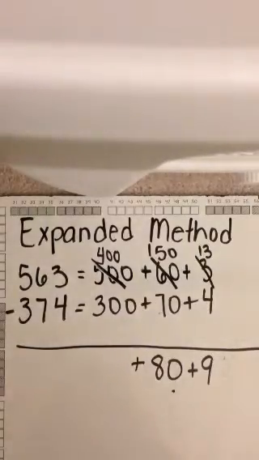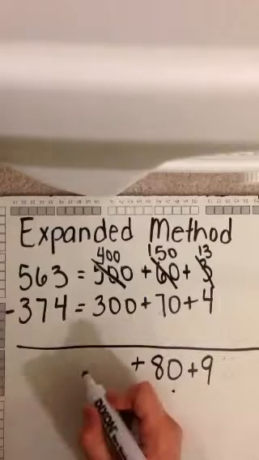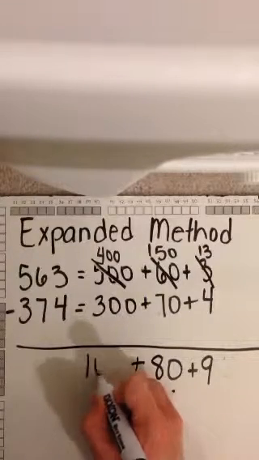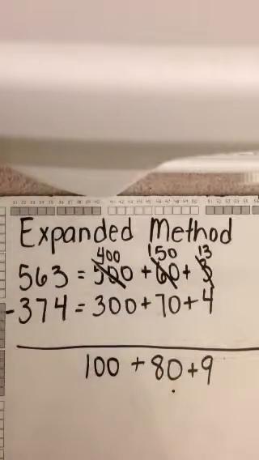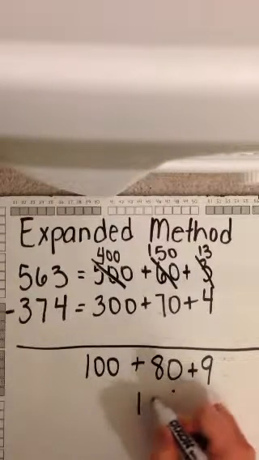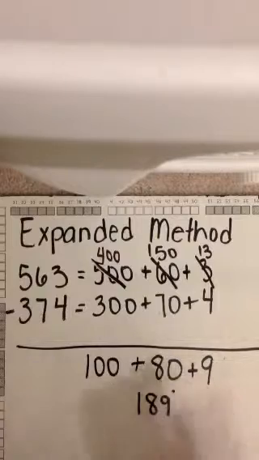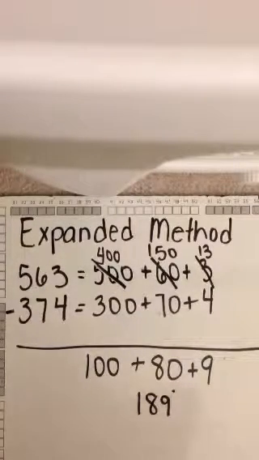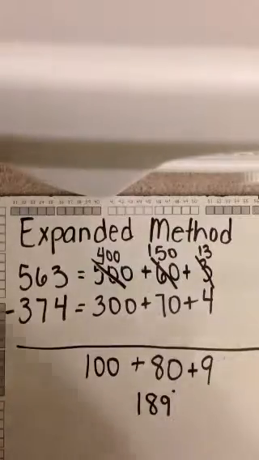So now that we're done with that, we're going to go ahead and move over to the hundreds. What is 400 minus 300? It's 100. So our answer now is 100 plus 80 plus 9. So our answer is 189. And that is how we solve triple digit subtraction using the expanded method.